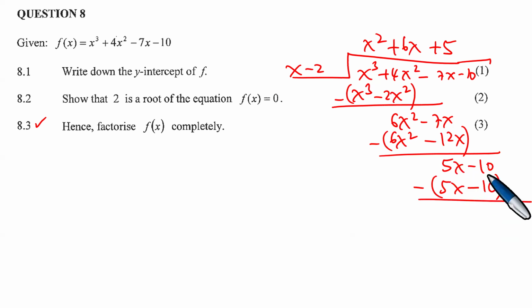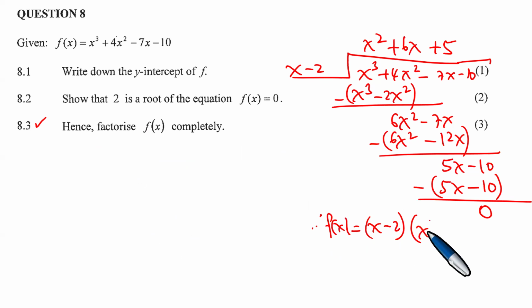5x minus 5x is 0, and this is 0. Okay, so now you need to factorize f of x completely, and therefore f of x is the same as x minus 2 as one of the factors, and then you have x squared plus 6x plus 5, like this.